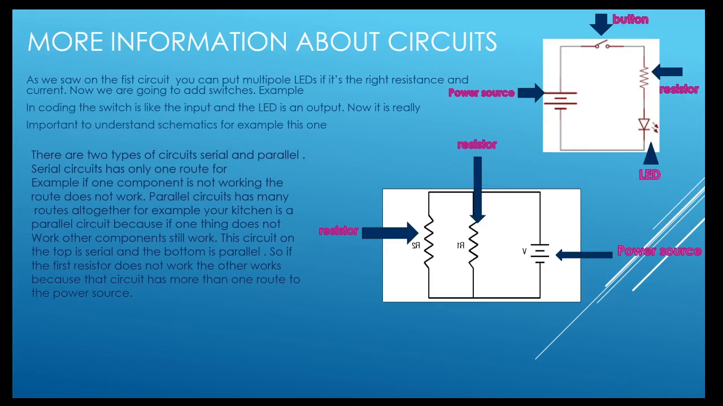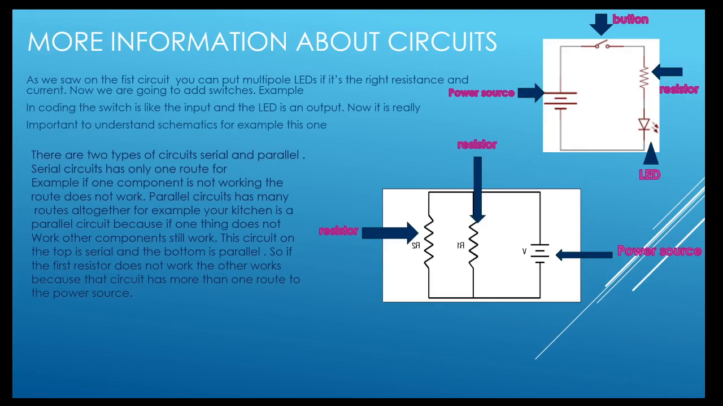And then the other one you see is not the same thing. There are different types of circuits. On the top right, what we just did is called serial. On the bottom, that's parallel. Now, let's see what parallel means. There are two types of circuits, serial and parallel.